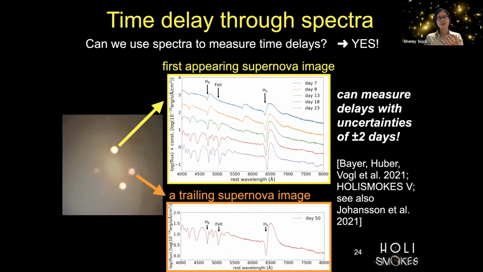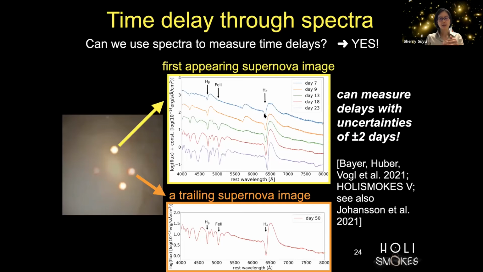And this is where supernova can provide you more information because the spectra of supernova evolves over time. So the question is, can we use the spectra to measure time delays? And Jana Bayer has demonstrated this to be conclusively yes. So the idea is that you can obtain a sequence of spectra for the first appearing image at different times. So this is shown in the spectra in the different colors.